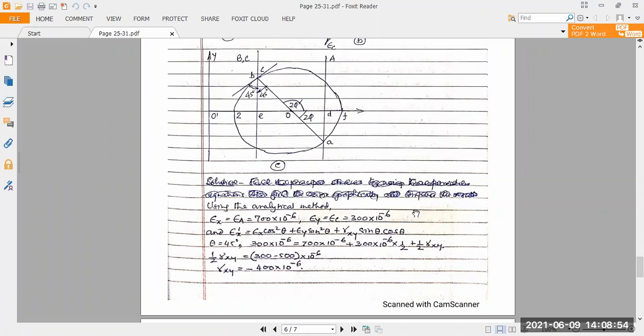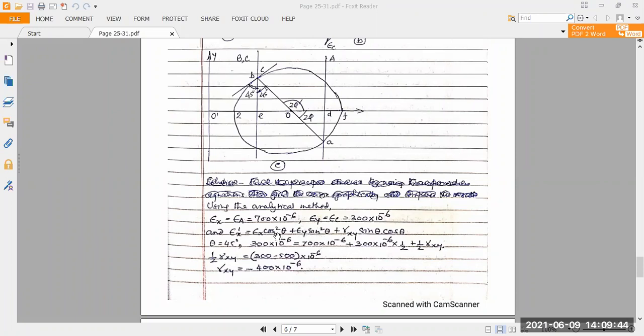Now, we put the value of epsilon X dash, which is 300 into 10 to the power minus 6, here. We put the value of epsilon X as 700 into 10 to the power minus 6, we put the value of theta as 45 degree, which is given in the standard set, and lastly we put the value of epsilon Y or epsilon C, which is again 300 into 10 to the power minus 6, multiplied by the cos 45 degree multiplied by sin 45 degree multiplied by cos 45 degree here, and this is sin square half multiplied by cos square half itself.